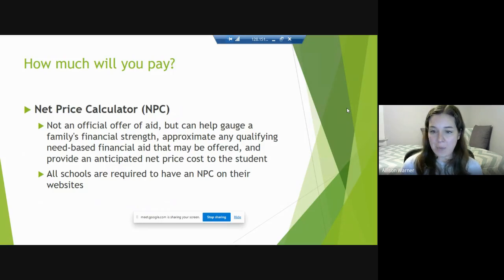It's not a financial aid offer. However, it can help gauge a family's financial strength. It can give families an idea of what they could potentially be qualifying for in terms of need-based aid. And it can provide families with an anticipated estimated family contribution or net price cost. As I previously stated, all schools are required to have their own version of a net price calculator on their website.